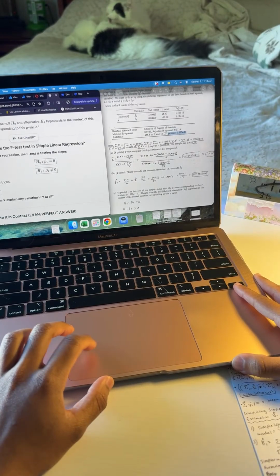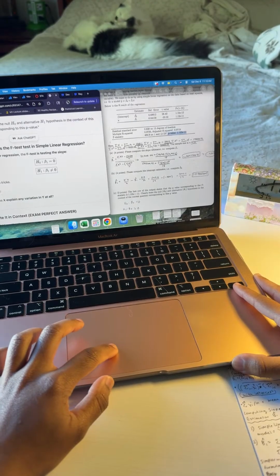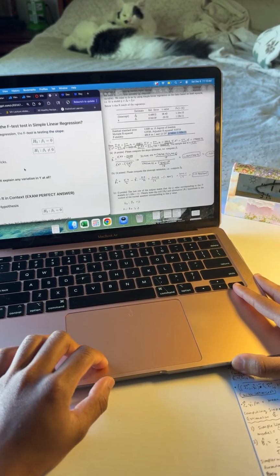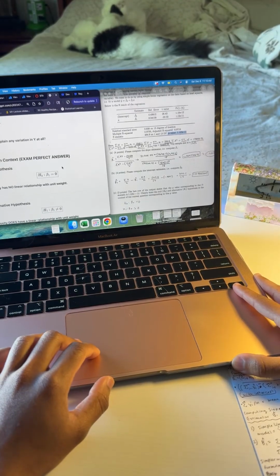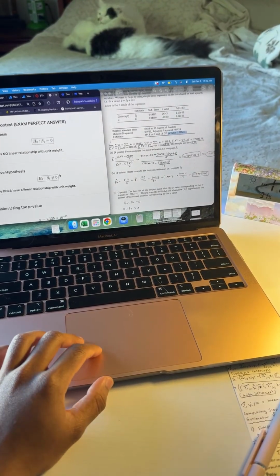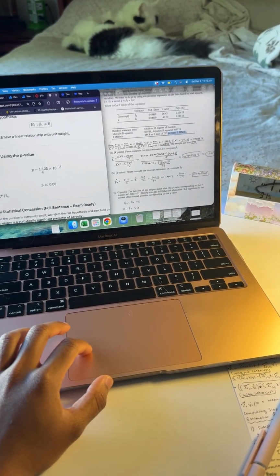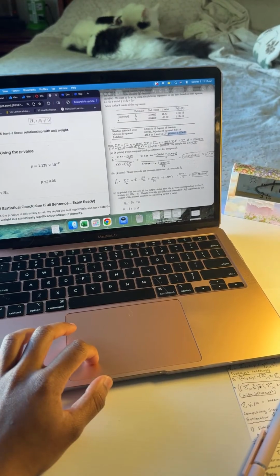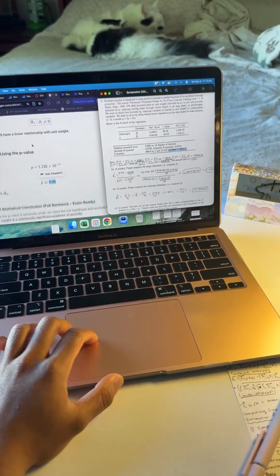So what is the F-test in simple linear regression? The F-test is testing the slope. That's it, no tricks. Exam-perfect answer: null hypothesis, porosity has no linear relationship with unit weight. Alternative hypothesis, porosity does have a linear relationship. So, decision using the p-value: given the p-value equals this, since the p-value is less than 0.05. Wait, why would you choose 0.05 though?